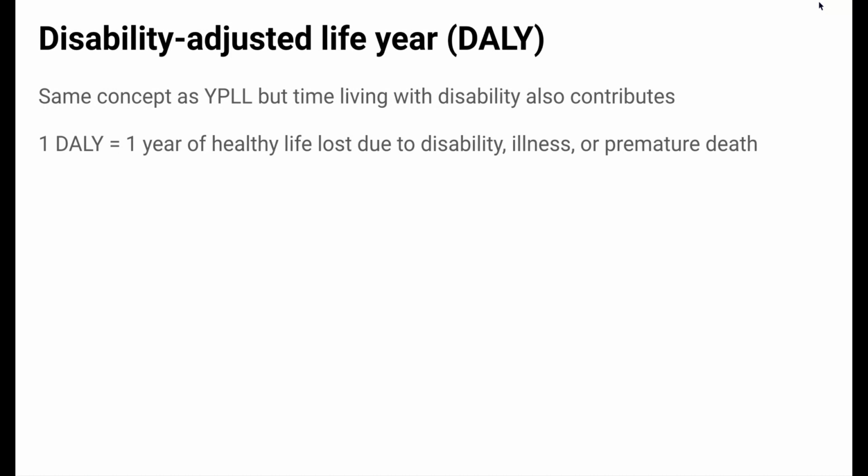A measure related to years of potential life lost is the disability adjusted life year, or DALY. DALYs follow the same concept as YPLL, but time spent living with disability or injury also contributes to the calculation. That is, one DALY is equal to 1 year of healthy life lost due to disability, illness, or premature death. It's meant to encapsulate both life expectancy and loss of quality of life.